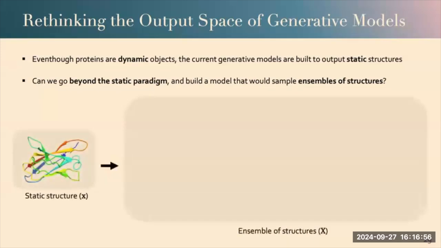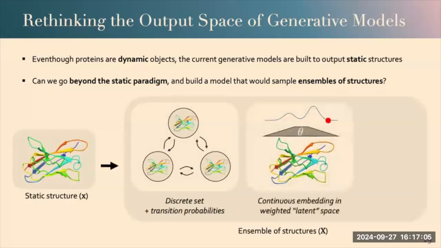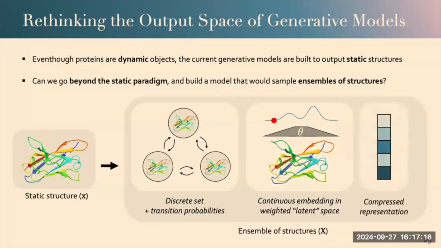I think the first one would be, how do you even represent an ensemble of structures? Is it a discrete set, where you also represent transition probabilities, or do you want to represent it as a continuous object with a weighted latent space and a parameterized function that would map that to atomic models, or even to something more compressed, like the tokens that are more and more used as compressed representations of high-dimensional objects?